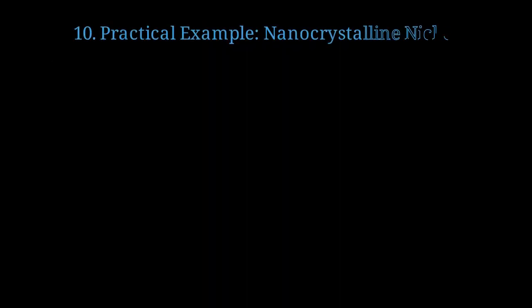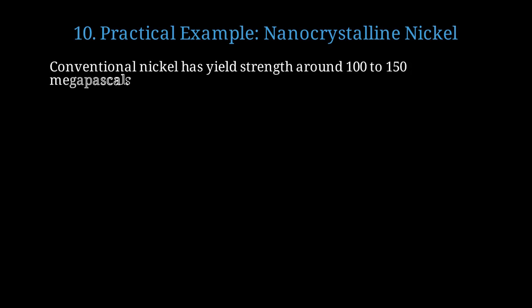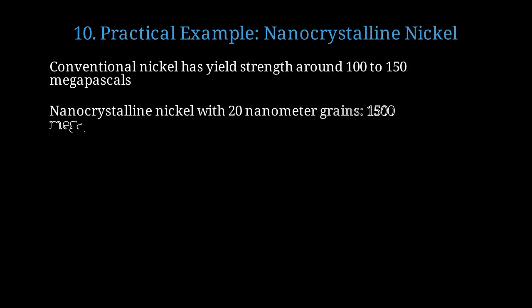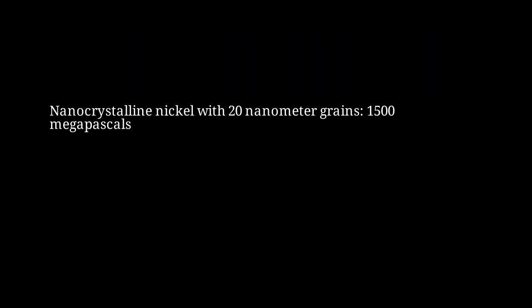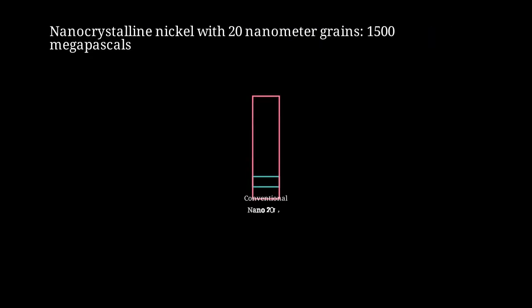Let's look at a real experimental example with nanocrystalline nickel. Conventional polycrystalline nickel with grain sizes around 10 micrometers has a yield strength of about 100 to 150 megapascals. When processed to have 20 nanometer grains, nanocrystalline nickel reaches a yield strength of about 1,500 megapascals, 10 times stronger. This comparison shows a dramatic strength increase. The nanocrystalline material is an order of magnitude stronger.